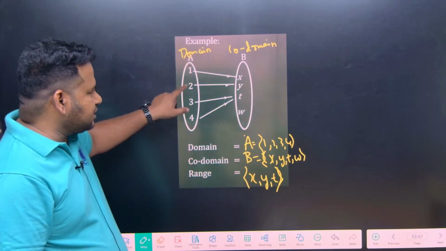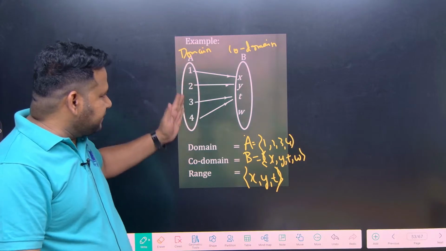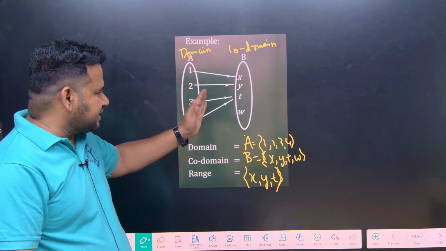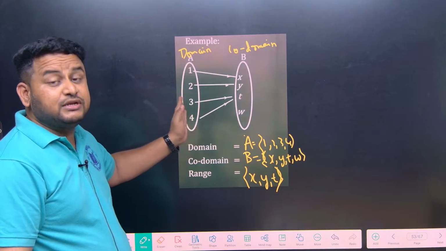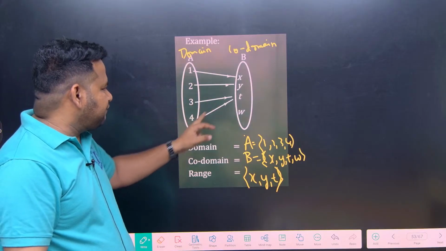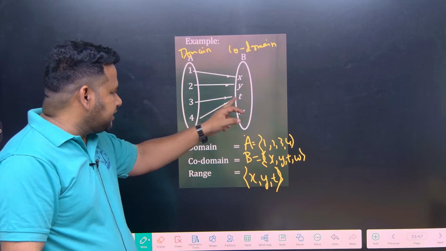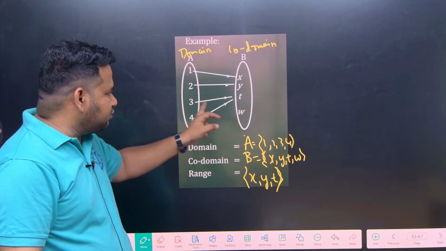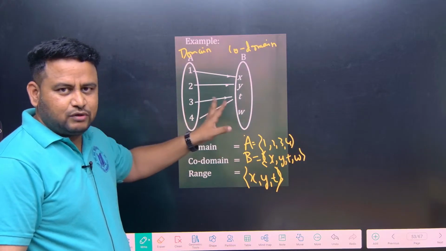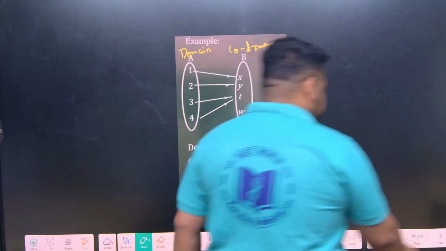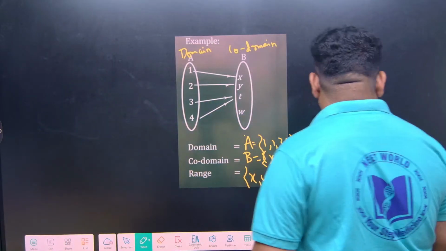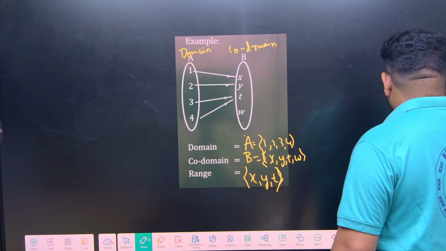First of all, is this a function or not? Yes, it is a function. Every element in set A is connected, and every element is connected to a unique image. 3 is going to T and 4 is going to T, but 3 is not going to W. 3 is going to only one. 3 is having only one mother. So this is correct. But a mother can have two or more children. That is also fine.